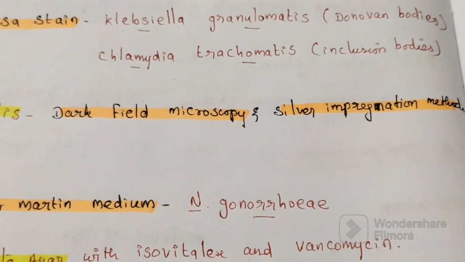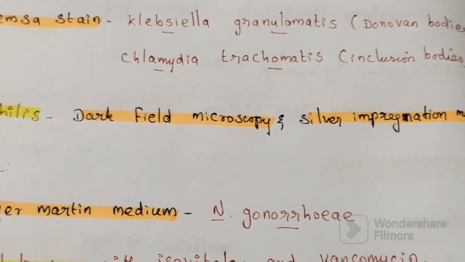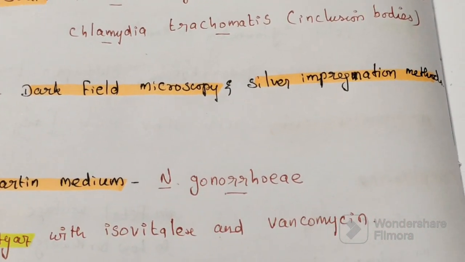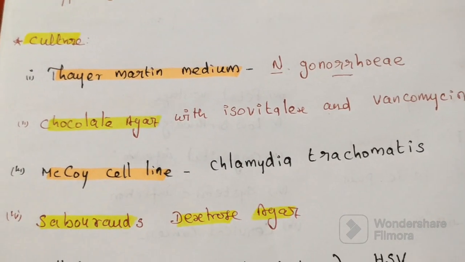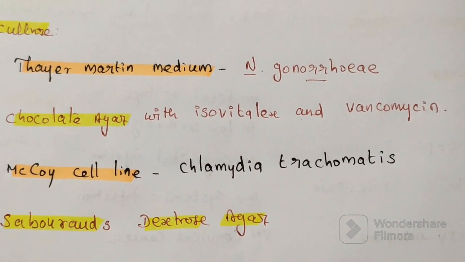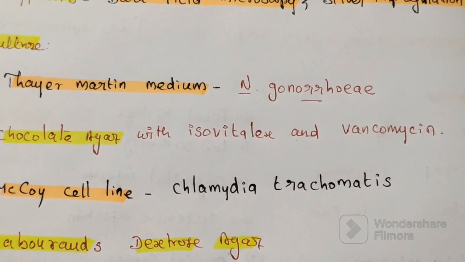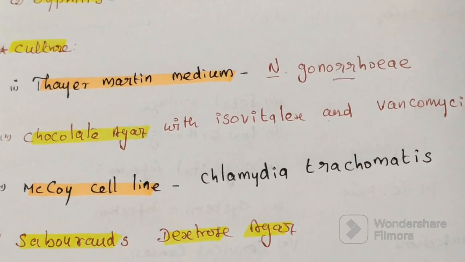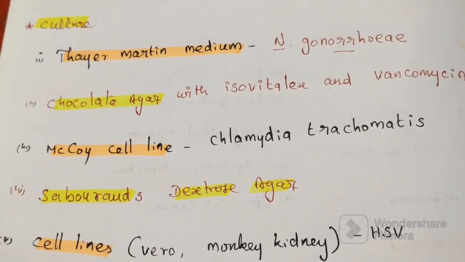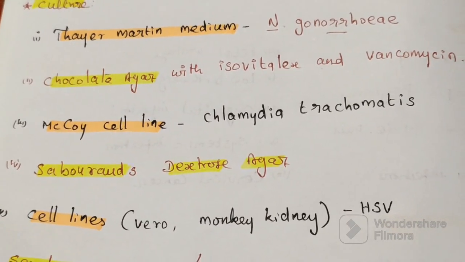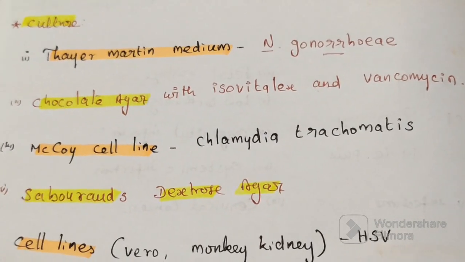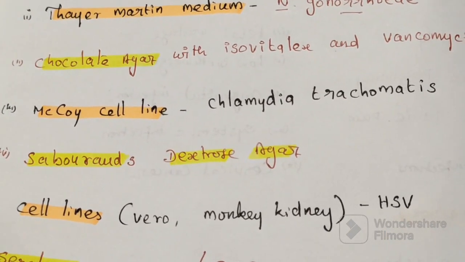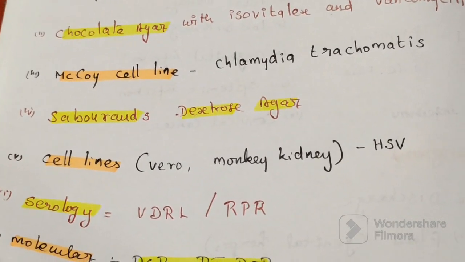In the case of syphilis, for Treponema pallidum identification we need a dark field microscope and the silver impregnation method. Then culture: different culture media are used for different microbes. For Neisseria gonorrhoeae we use Thayer-Martin medium and chocolate agar medium. We use McCoy cell line for chlamydia, Sabouraud dextrose agar, and Vero cell line, monkey kidney cells, for herpes simplex virus.